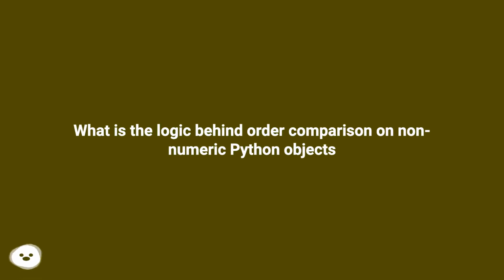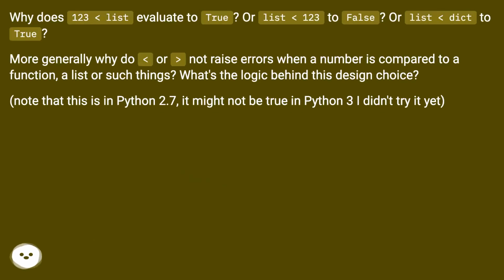What is the logic behind order comparison on non-numeric Python objects? Why does 123 < list evaluate to true? Or list < 123 to false? Or list < dict to true?